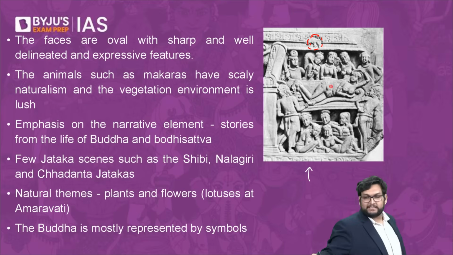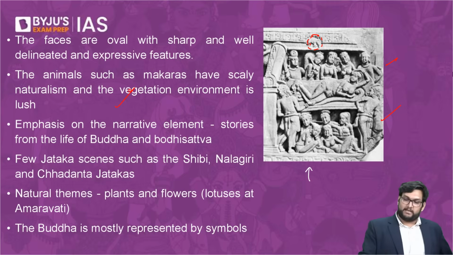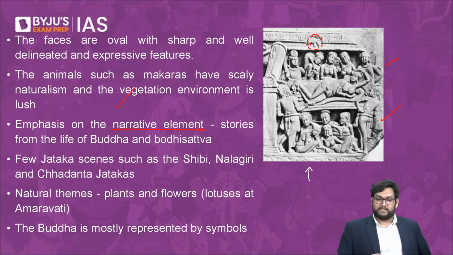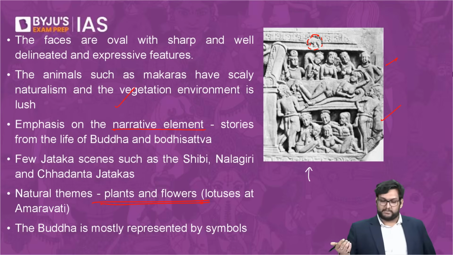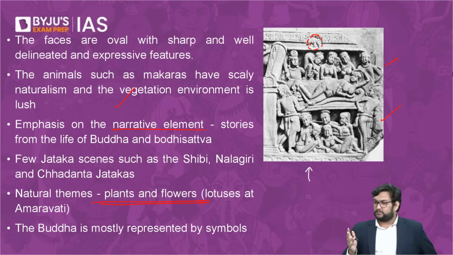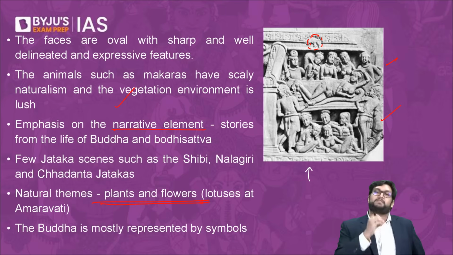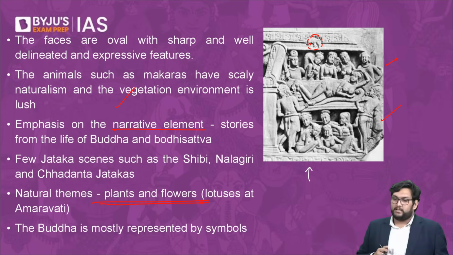So you can see that the subsidiary images have become much more elaborate. Even, for example, the crocodiles, which is the makaras, are shown with very realistic scales in that regard. Narrative element is there because it is Hinayanic Buddhism, and naturalistic plants, flowers, these are things which are represented. And because it is Hinayanic, Buddha will never be represented in idols. So how elephant? Elephant is one of the Jataka stories. Buddha was an elephant. Elephant is a symbol used for Buddha.